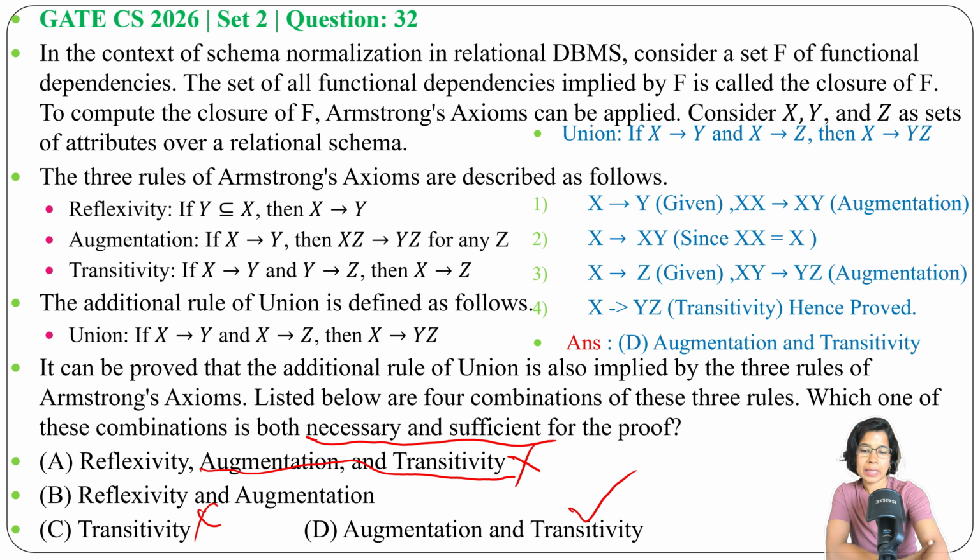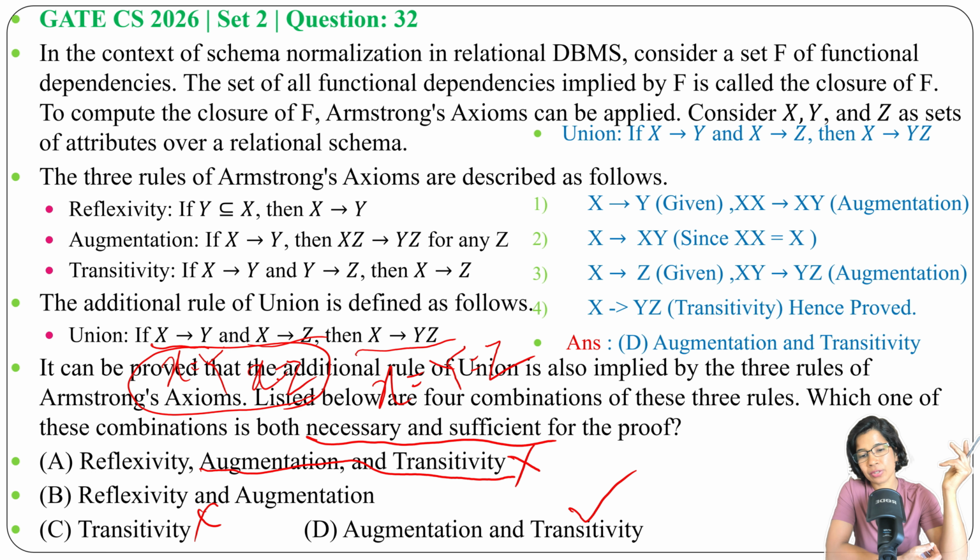Now option B, reflexive and augmentation. There is no way we can use reflexive and augmentation and get the union rule. As here X implies Y is given, that means X equals Y, and X implies Z is given, that means X equals Z. So using this, we can say X equals Y equals Z, but we cannot combine to get X implies YZ. Hence by using reflexive and augmentation, we cannot get the union.